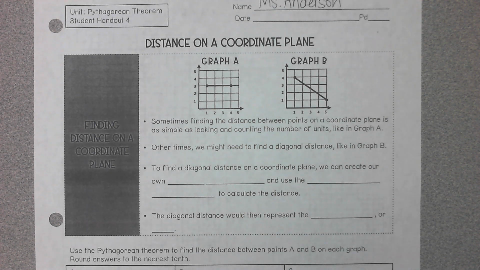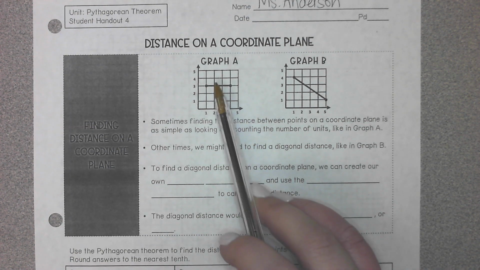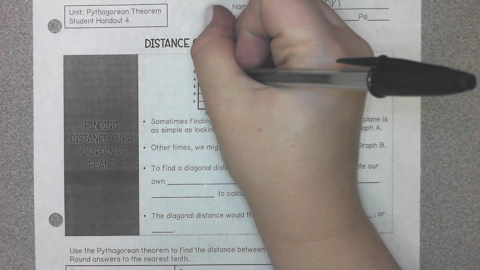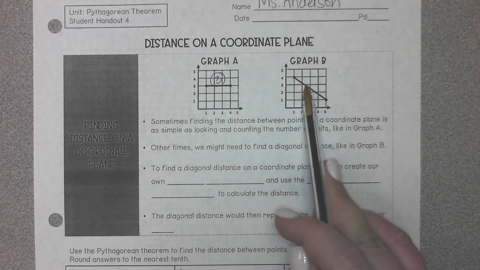All right, guys, so we're going to talk about distance on a coordinate plane. If you look at graph A, it's pretty easy to tell the distance between those 2 points. You could just count the number of squares in between. So we have 1, 2, 3 in between those 2 points. But it's not so easy to count here.